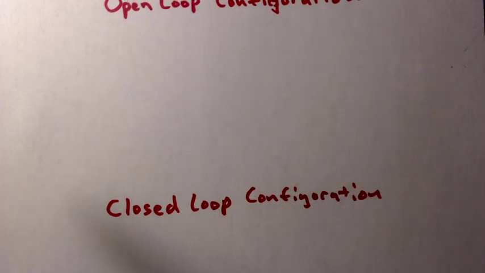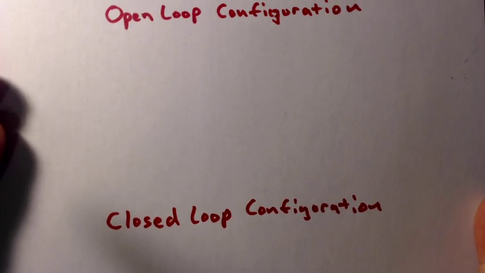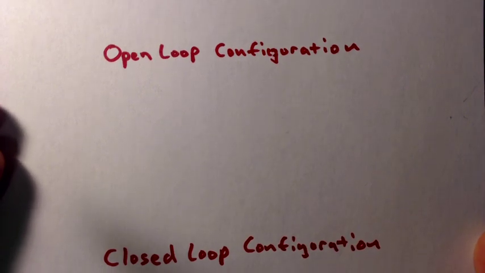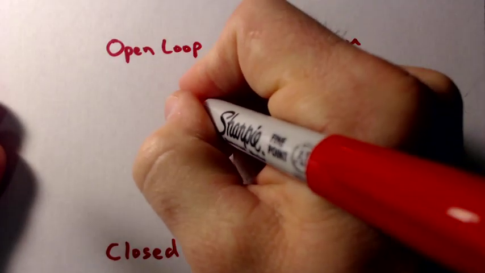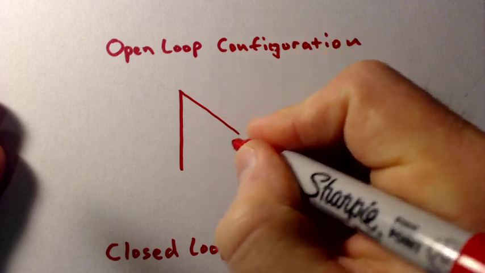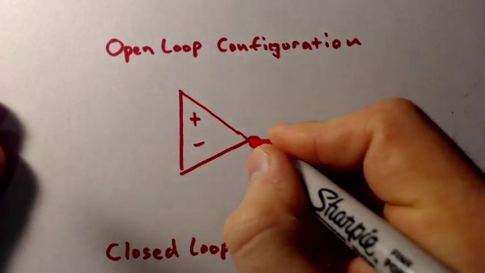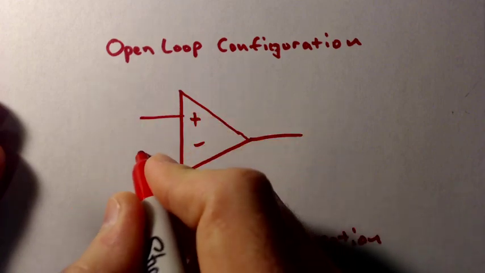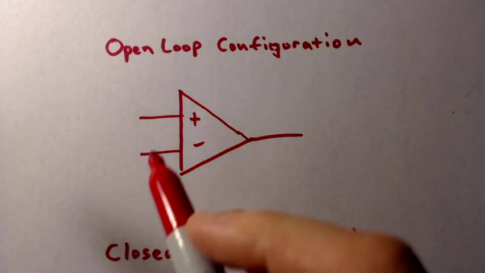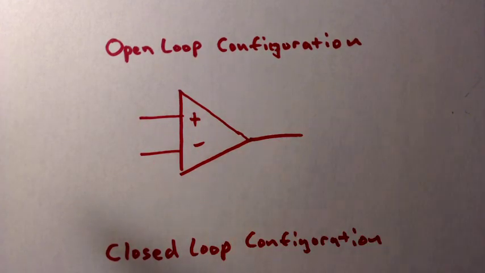Okay, so two different ways we can use this. Our open loop configuration has two inputs and one output, just like we talked about, as our op amp sits there. This would be considered open loop. Now, what does closed loop look like?